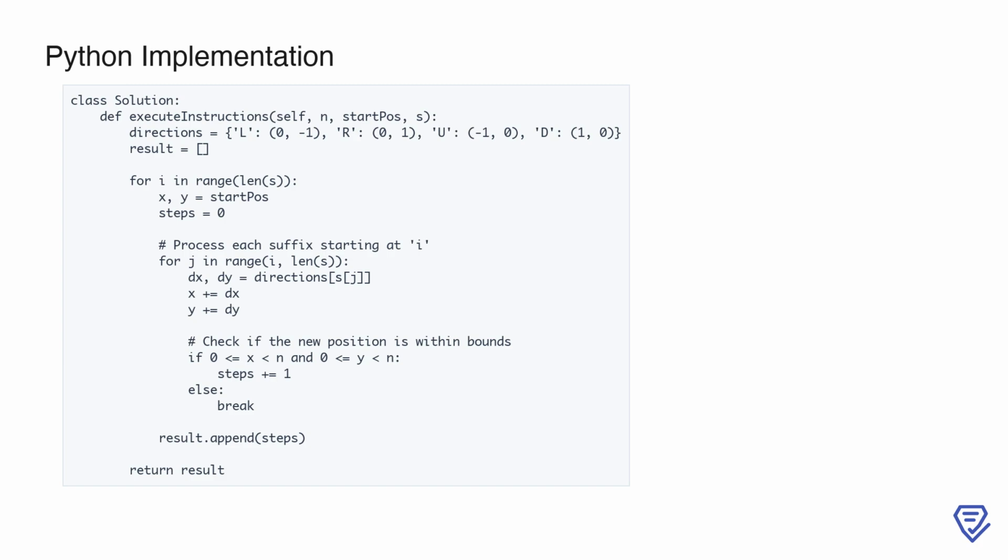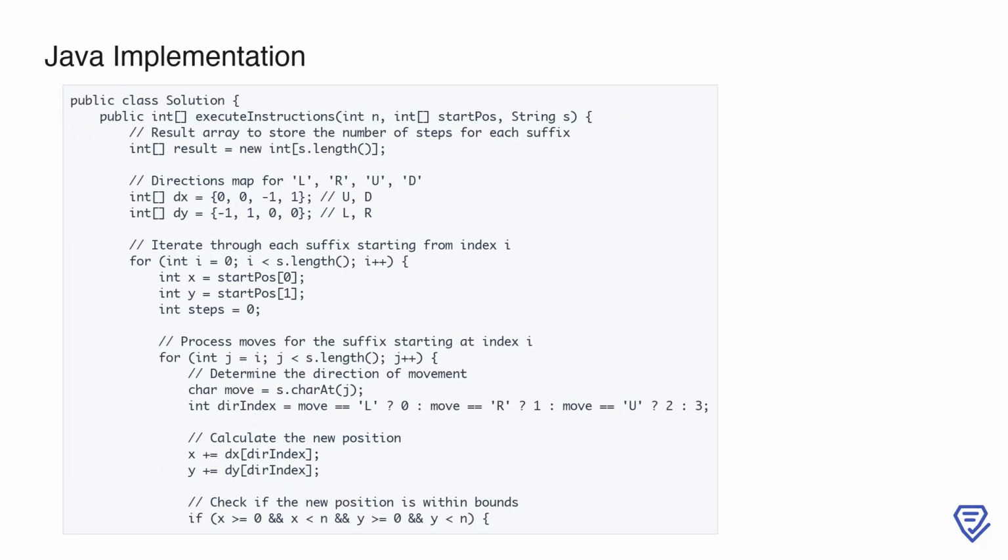After processing all instructions for the current suffix, the total valid steps are appended to the result list. This process is repeated for all suffixes of s. Finally, the method returns the result list containing the count of valid steps for each suffix. The algorithm efficiently handles the grid boundaries and correctly simulates the robot's movements, ensuring accurate results for all suffixes of the instruction string. Here, we begin by defining a class called Solution that contains our method executeInstructions.